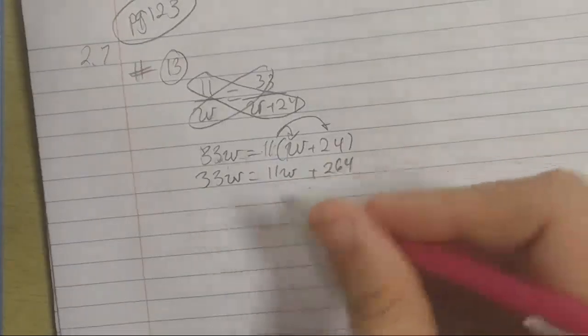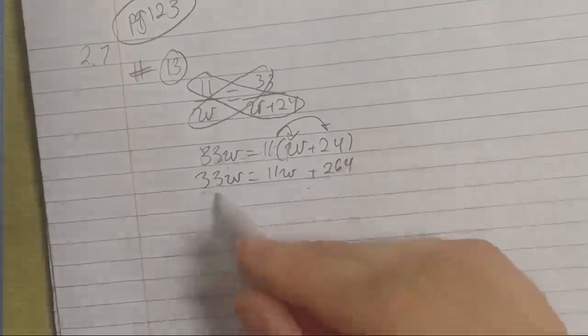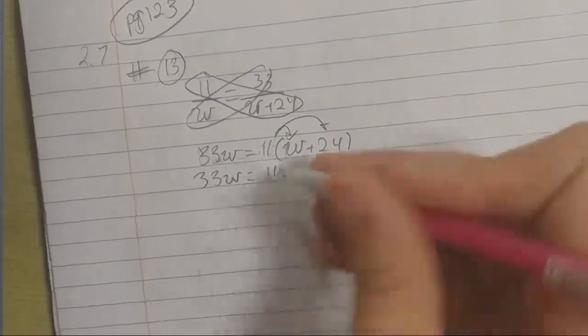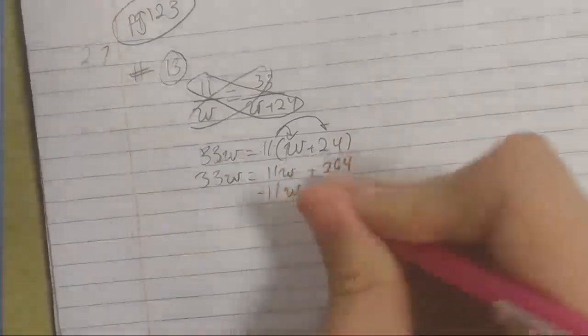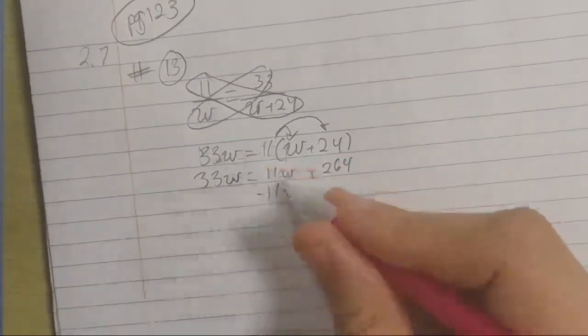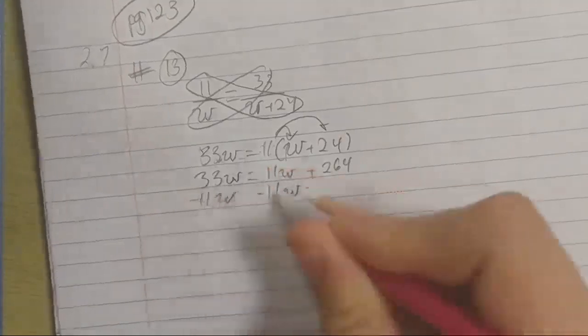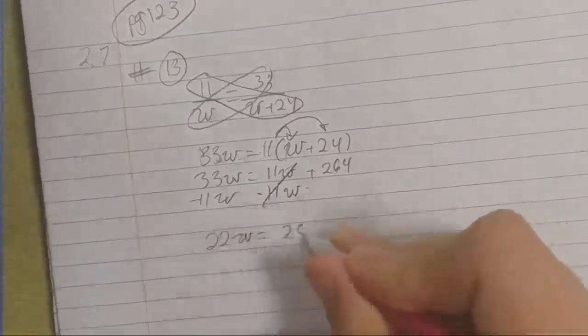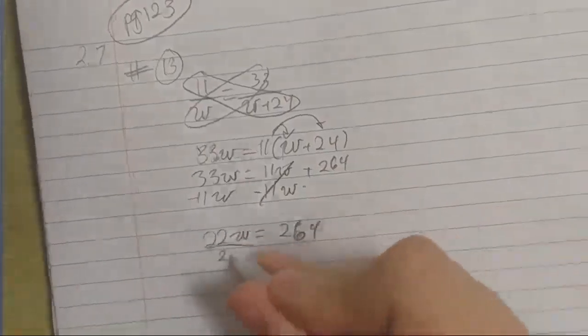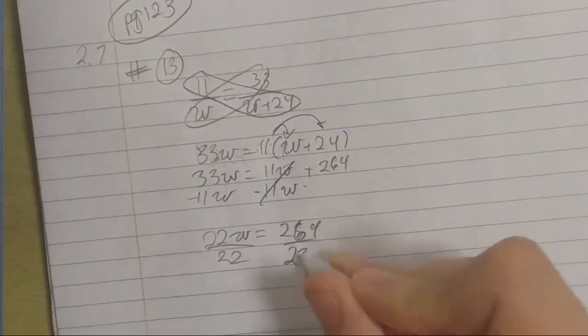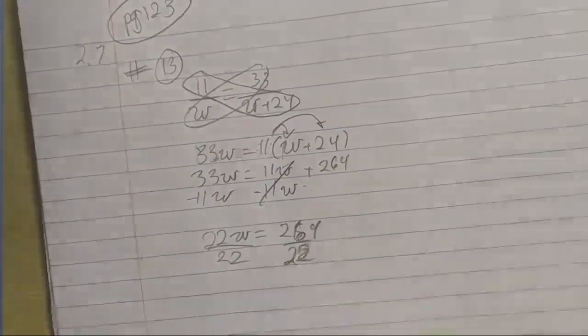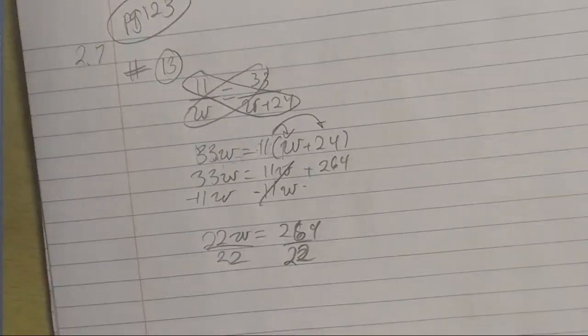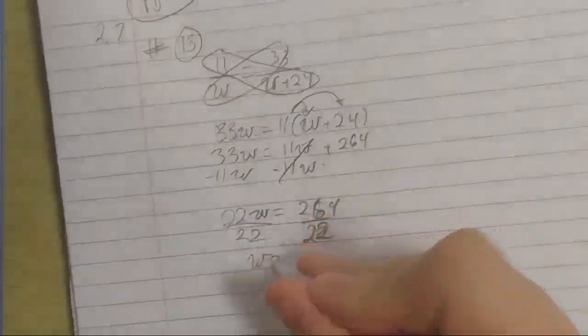And I'm going to see. Now, here's the difference, right? Now it's a 33W, right? So I'm not going to subtract 264. I'm actually going to subtract 11W on both sides because I want all my W on one side. So 11W minus 11W crosses out. I have 22W equals 264, divided by 22, divided by 22. I believe this should be 12. I'm just going to check. 264 divided by 22. No, I multiplied. 12. So W equals 12.